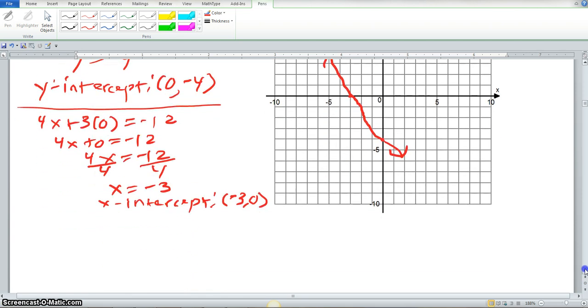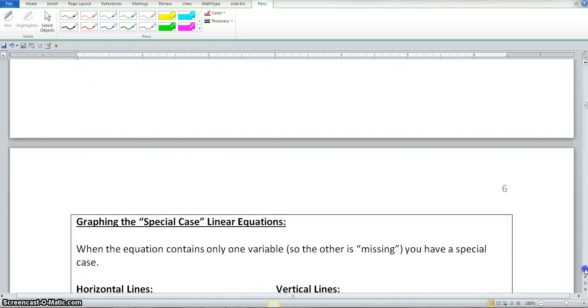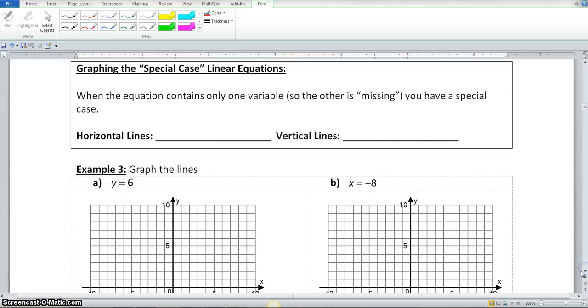Now we move on to the next problem. It says graphing the special case linear equations. When the equation contains only one variable, so the other is missing, you have a special case. Now these special cases will form a horizontal line or it will form a vertical line. Remember, horizontal lines go straight across and a vertical line goes straight up and down.